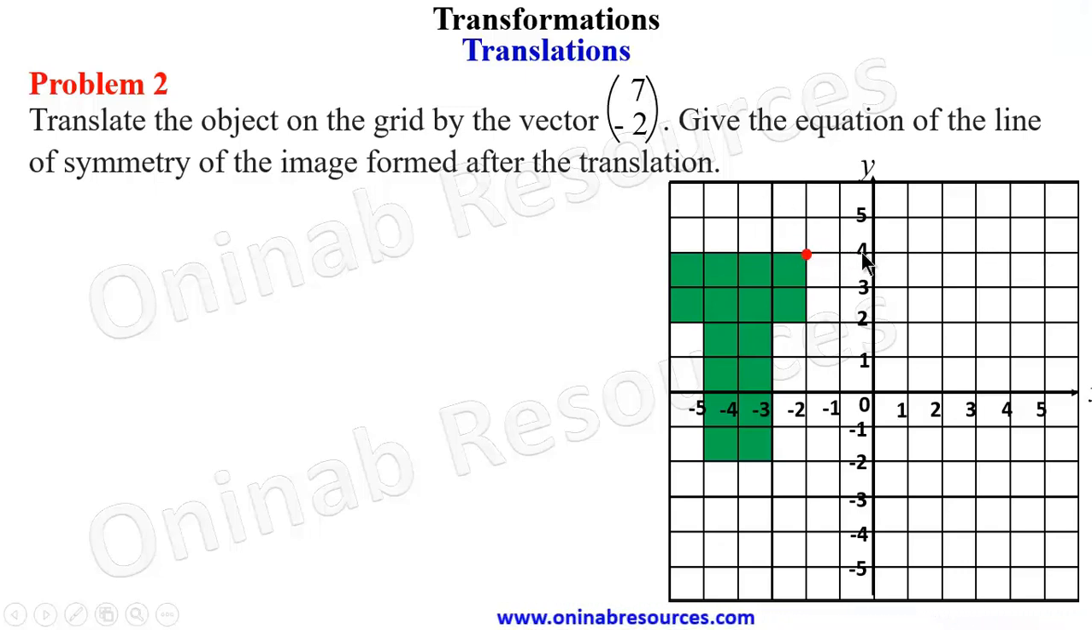So we have 1, 2, 3, 4, 5, 6, 7. So that is the horizontal movement. Then the vertical movement, we said it's going to be down since it is -2. So we move 2 steps down. So this point now will be moved to this point after translation by the vector.